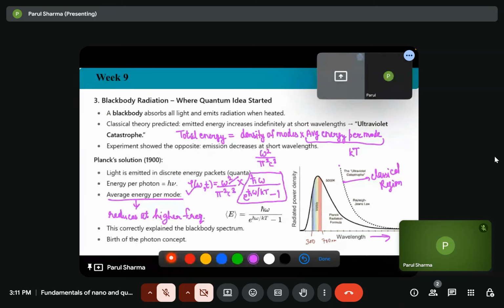So this is how the concept of the photon was born, and it was also experimentally proved that the energy is not increasing continuously at higher frequency, and we are getting this curve.